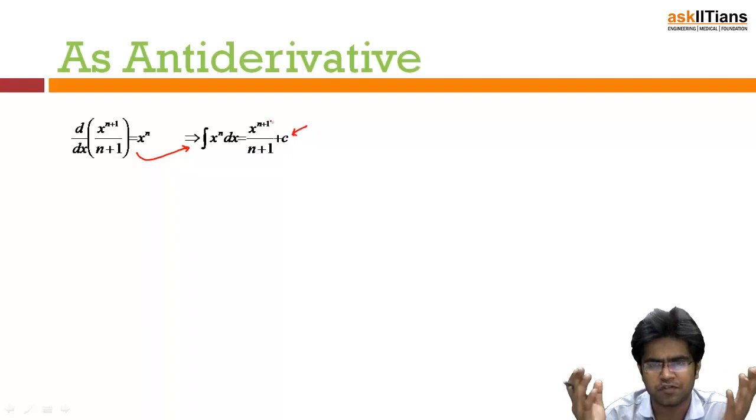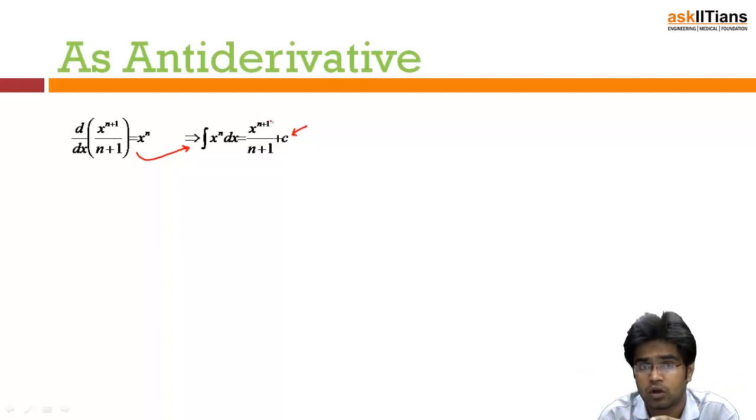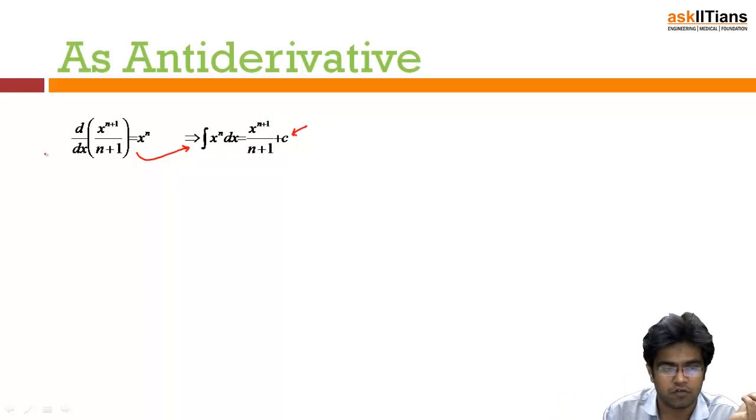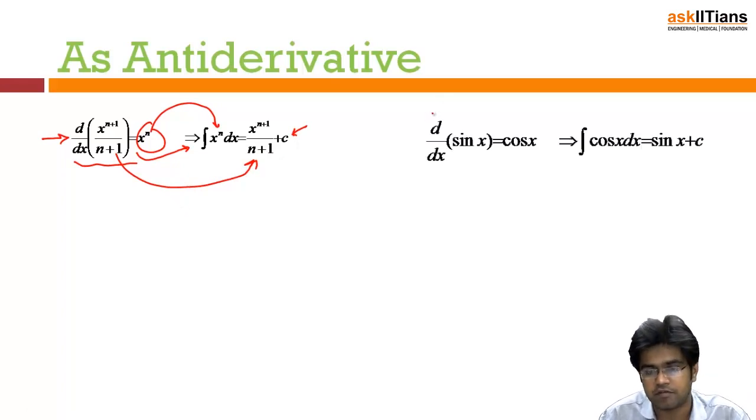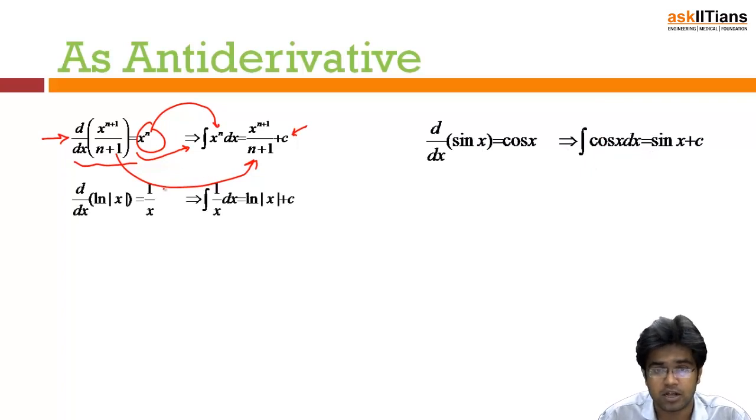So for all those functions whose derivative you know, the reverse formula will be the integral. If you know that this is the differentiation of this function, that means this function's integration will be this function. Okay. Similarly, we know that d by dx of sin x is cos x, so integration of cos x is sin x. D by dx of log x is 1 upon x, so integration of 1 upon x will be log x.